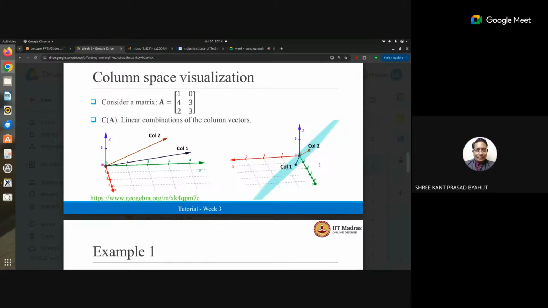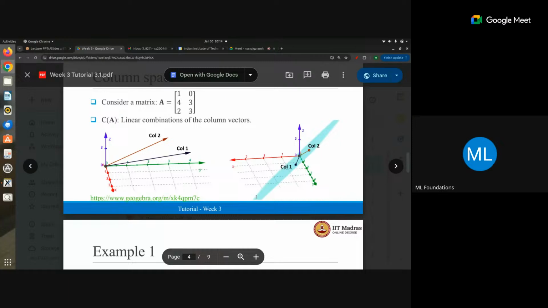1 4 2 and 0 3 3 are two vectors now, column 1 and column 2. Consider these two as vectors, two different vectors. Column 1 represents 1 4 2, column 2 is 0 3 3, and all the linear combinations of this, right? If you take all the linear combinations, this will form one space. So not a column, it's a plane, right?